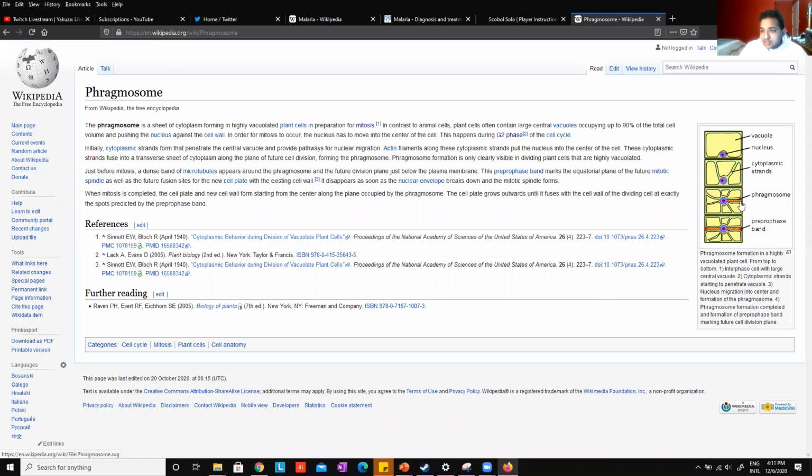So a phragmosome is simply a sheet of cytoplasm that is needed for plant cells because of the existence of a vacuole, usually taking up the majority of the space. I just know that a phragmosome is a term generally used for plant cells. It says this happens in G2, but it's actually utilized in mitosis, so in prophase and cell division. So I would answer more along prophase. Answer could be cytoplasm, plant cell, or in preparation for mitosis.